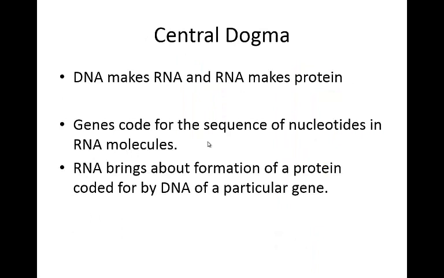So putting these 2 things together, we get the central dogma of molecular biology. That is, that DNA makes RNA, and the RNA is responsible for making protein. Said a little bit more distinctly, what happens is that genes are made up out of DNA. They're going to code for the sequence of nucleotides in the RNA molecules. They're responsible for directing the production of mRNA.